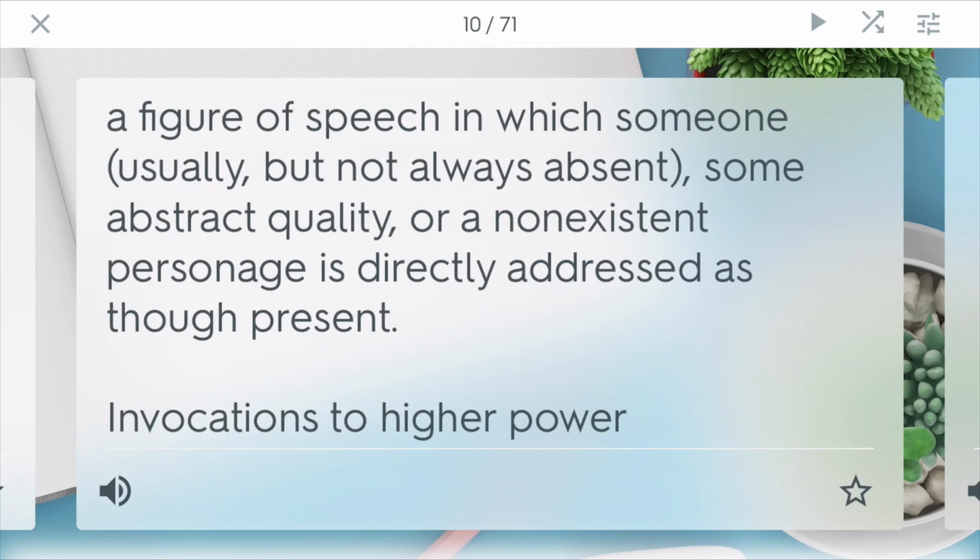Apostrophe is a figure of speech in which someone, usually but not always absent, some abstract quality or a non-existent personage is directly addressed as if they were present. So in literature, we usually see this with invocations to a higher power such as God.